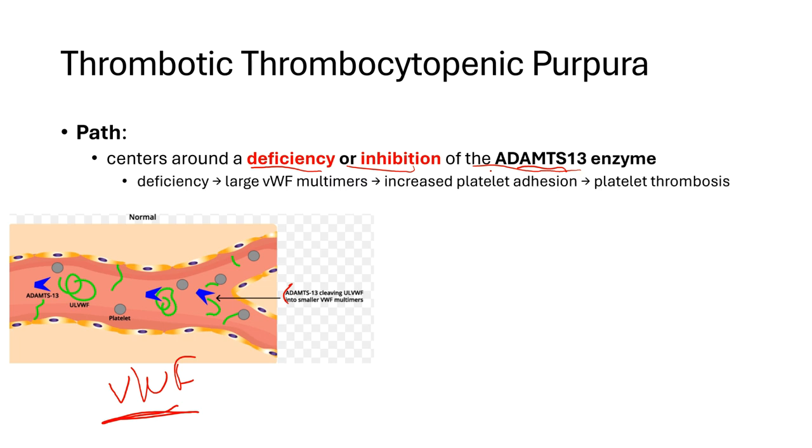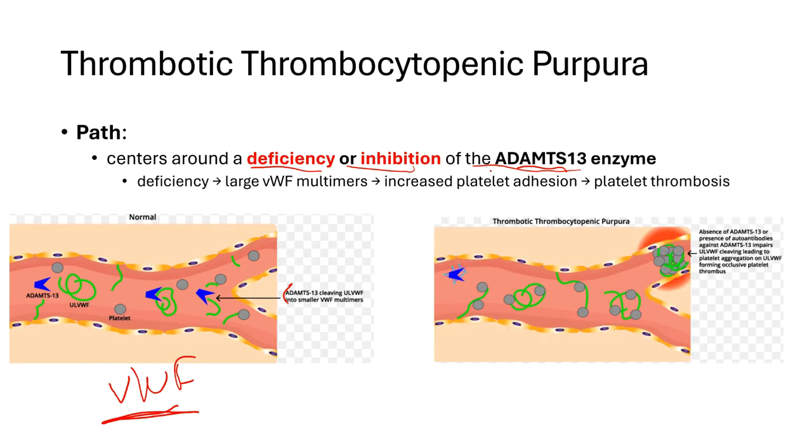A deficiency leads to these large von Willebrand factor multimers. The pathology consists of either an autoimmune inhibition, like against ADAMTS13, or can sometimes be caused by genetic mutations. This deficiency in ADAMTS13 leads to accumulation of these ultra-large von Willebrand factor multimers. Without ADAMTS13, these multimers persist in circulation. This can lead to spontaneous platelet aggregation as seen in this diagram.